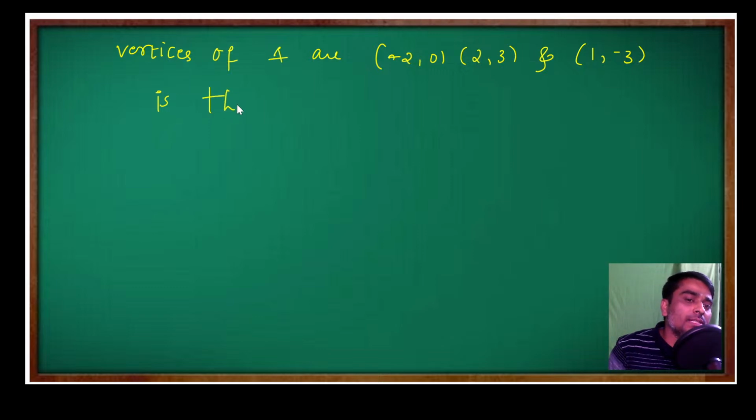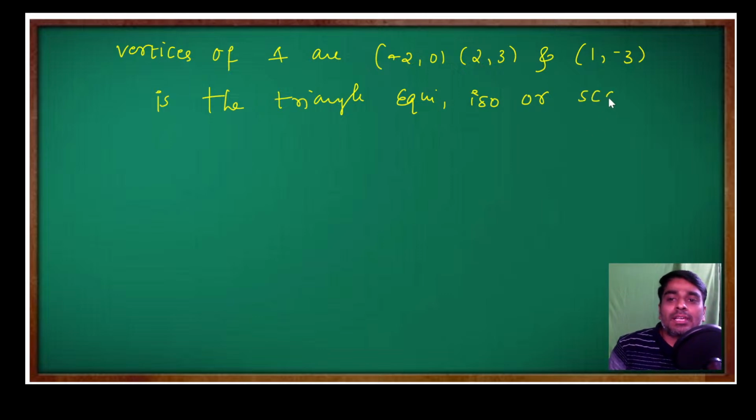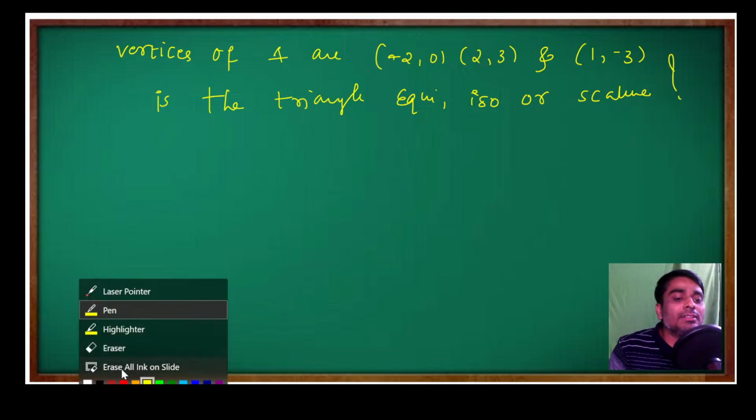You have to say whether the triangle is equilateral, isosceles, or scalene. Okay, if it's not there, then leave it. Yes, only distance formula and section formula till there. This area of triangle thing and all is removed.